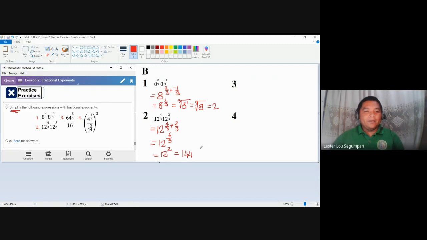Number three here is a fractional form wherein the numerator is 64 to the power of 3 fourths and the denominator is a plain 16.